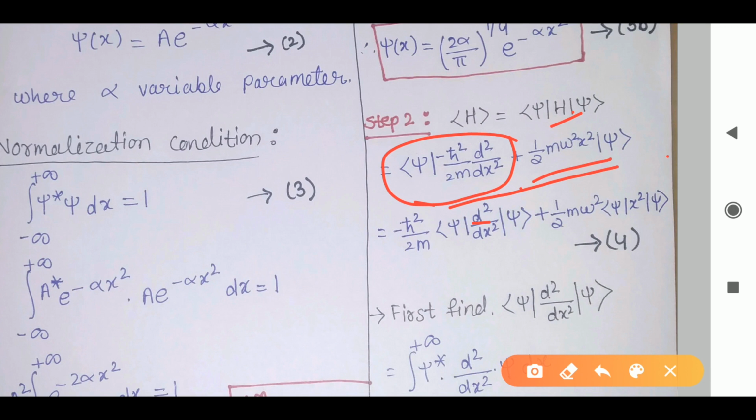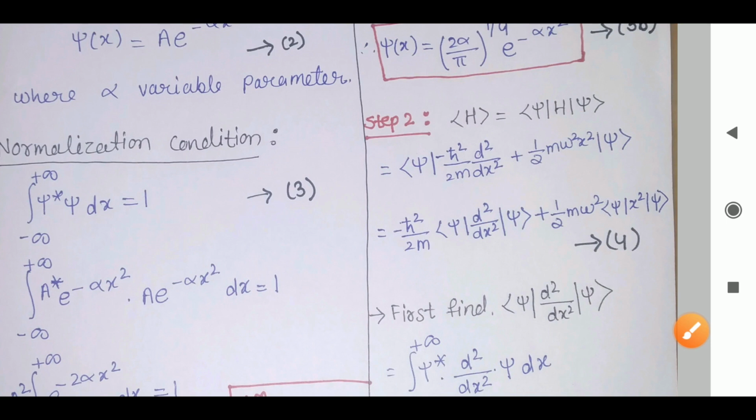So first we will write this, minus h cross upon 2m, it is a constant, we can take it outside. Then this, like bra psi function with d square upon dx square, and then the ket form, this we can write. Now here half m omega square we can take outside, and here x square will be inside. So I hope you have understood how we got this and this.